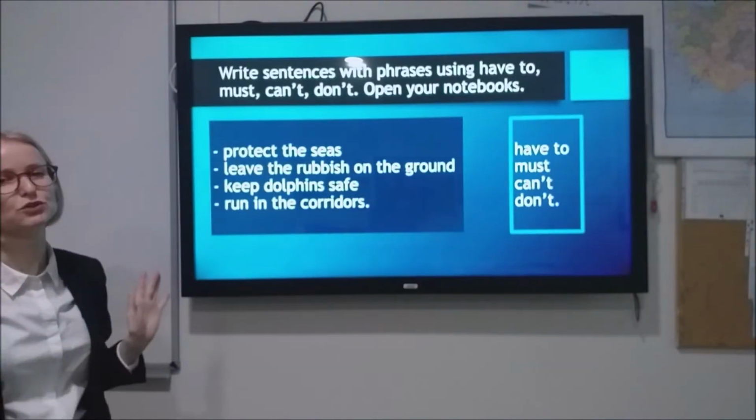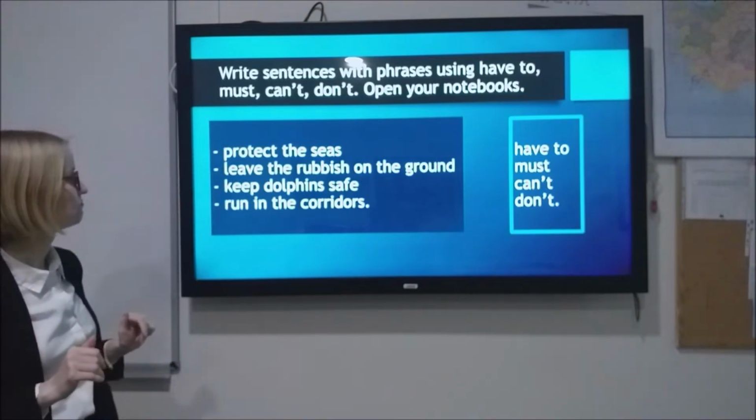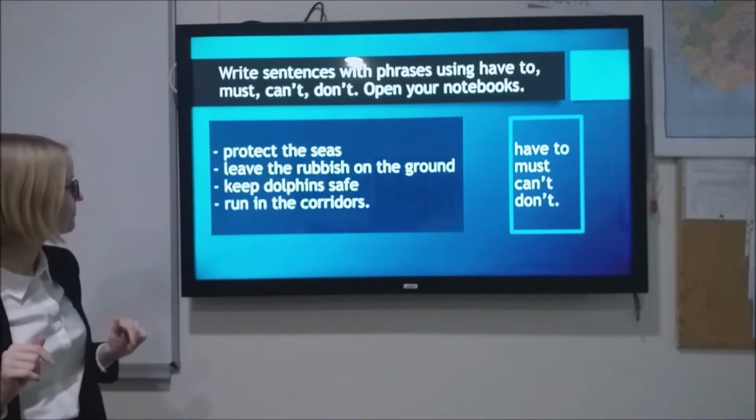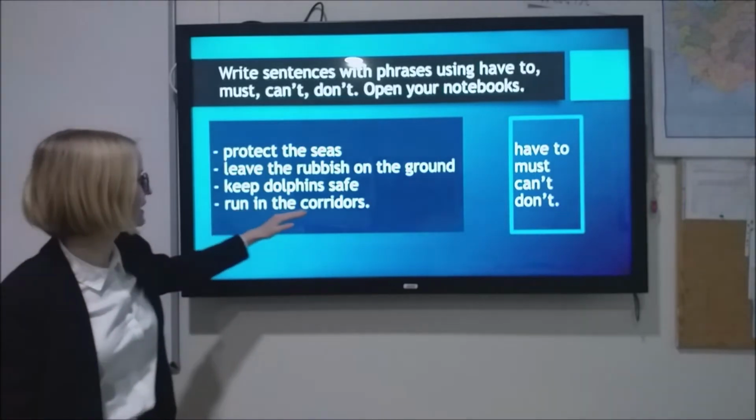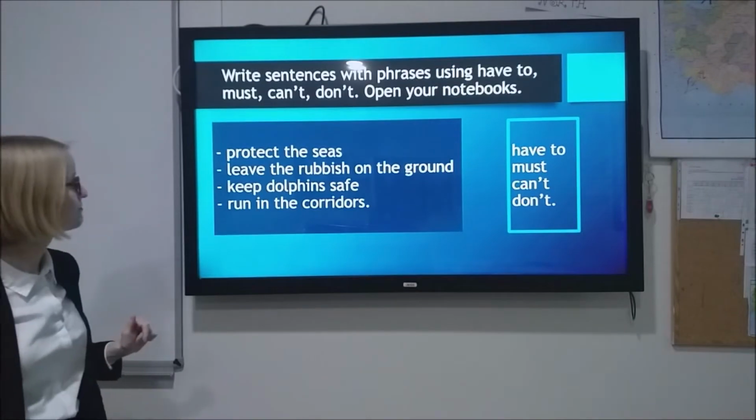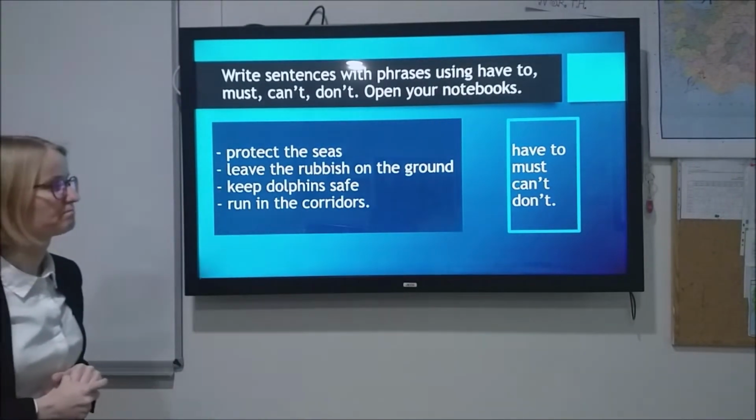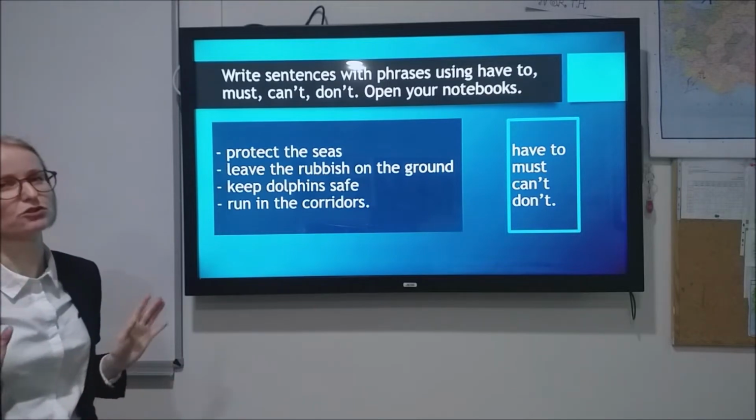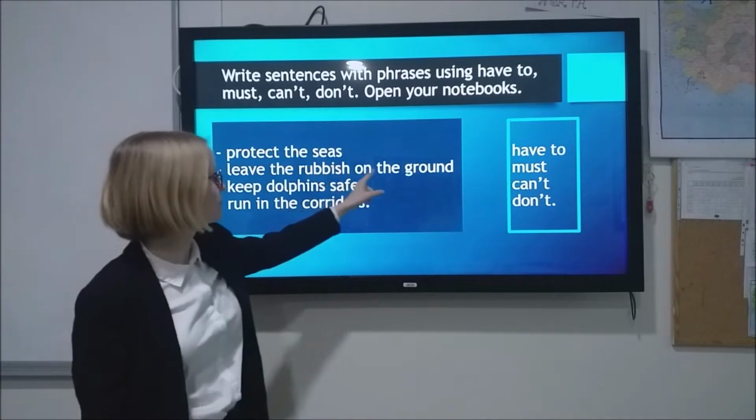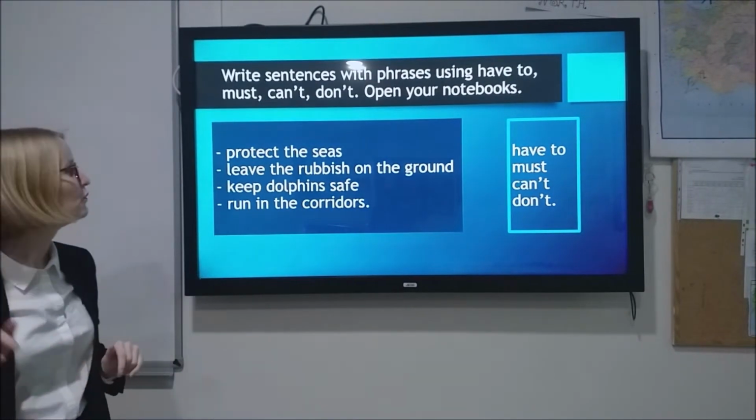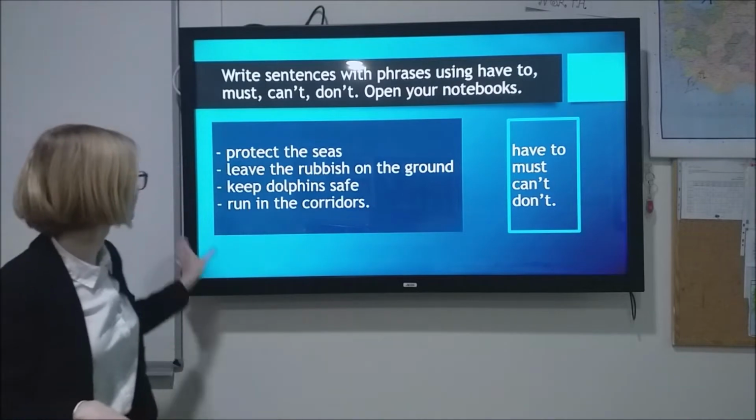Or what we don't do. Yes, we can say don't run in the corridors or don't leave the rubbish on the ground. What we can't do, the same. We can't leave the rubbish on the ground or we can't run in the corridors.